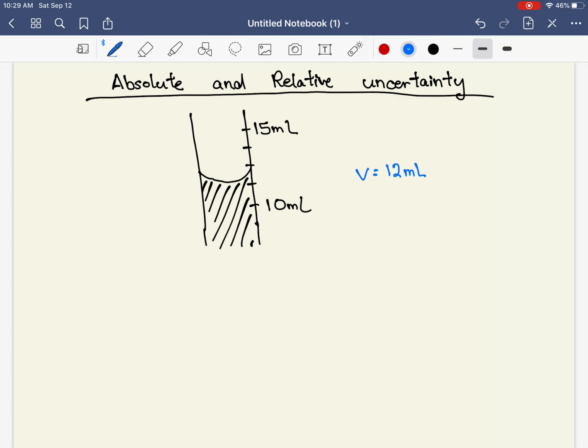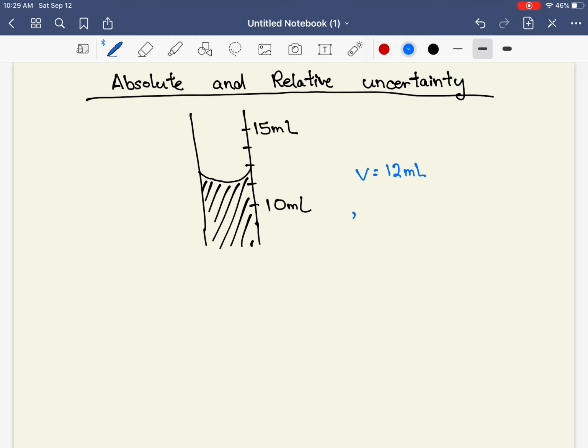Now, can you be certain that this is 12.0 milliliter? Can you be certain that this is 12.0000 milliliter? You're not certain. Nobody can be certain. So that's what we meant by uncertainty.